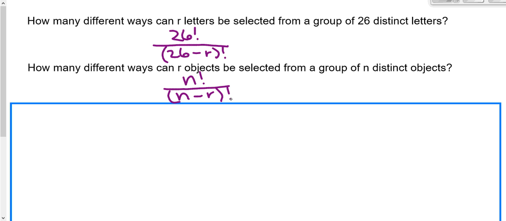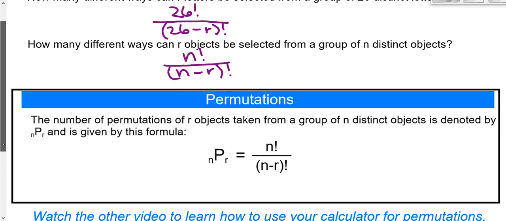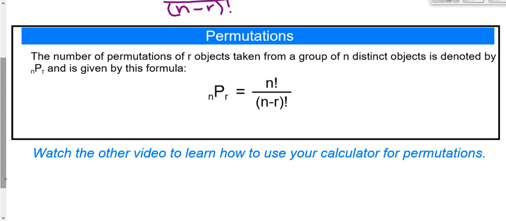This leads us to what we call permutations and the permutation formula. Permutations are the ways you can rearrange things where order matters. So we've been doing permutations all along. The number of permutations of R objects taken from a group of n distinct objects is denoted by this notation. I say nPr, like National Public Radio, NPR, and is given by this formula. nPr equals n factorial divided by n minus R factorial.